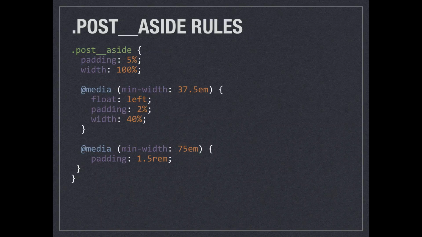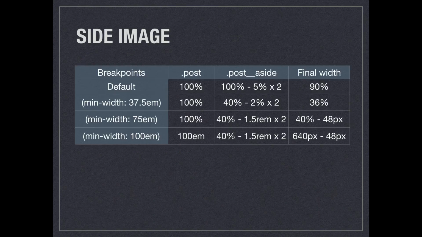And then once we get to a minimum width of 75 em for the viewport size, we'll put a padding of 1.5 rem on that. So then, we can break this down into a table, and we can come up with our rules. By default, post is 100% until you get to the bottom, and then it's 100 em. Post aside, we can start writing down our layout rules. So 100% minus 5% times 2, because there's padding on both sides. 40% minus 2% times 2, and so on. And then we can calculate that out. We can multiply all these by each other so we can find out what the final width is.